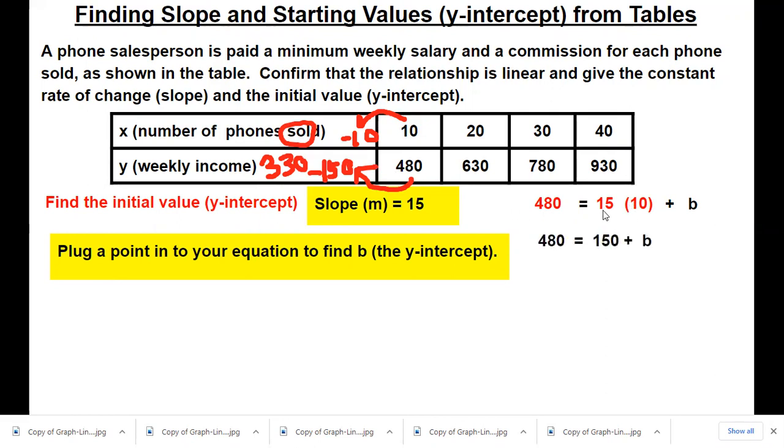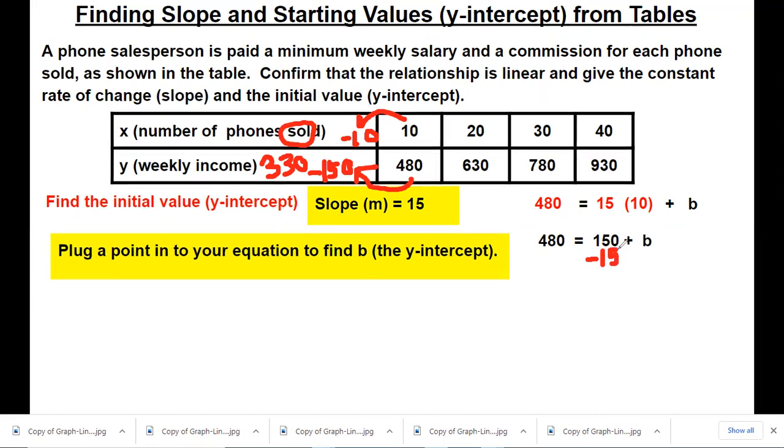So 480 equals, what's 15 times 10? 150 plus b. Now we have to solve this equation and get b by itself. Do you remember from last year? Probably not, a long time ago. How to get a variable by itself? Well, you're going to have to subtract. So we have 150 positive, so we're going to have to subtract 150 negative.